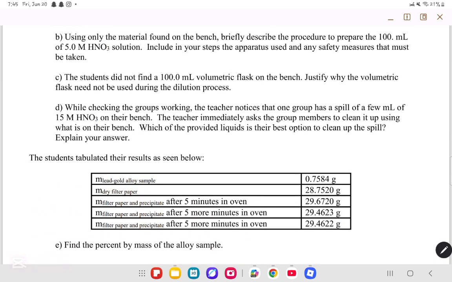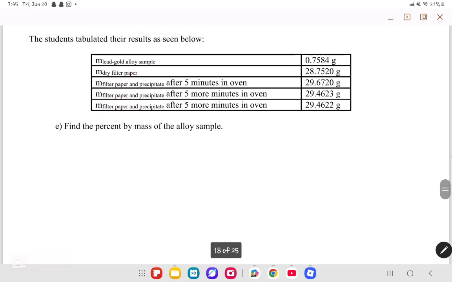Now we'll move on to part E. It said the student tabulated the results as shown below. Find the percent by mass of the alloy in the sample. Okay, so the answer key is on a whole different planet. So ignore the answer key. I don't know what happened.